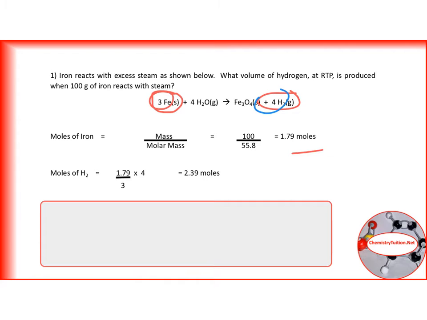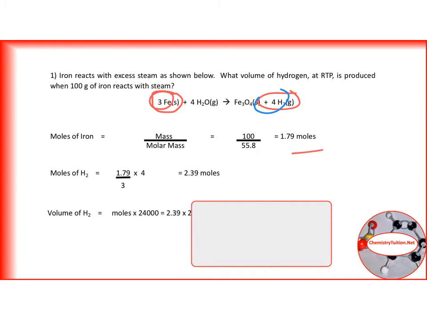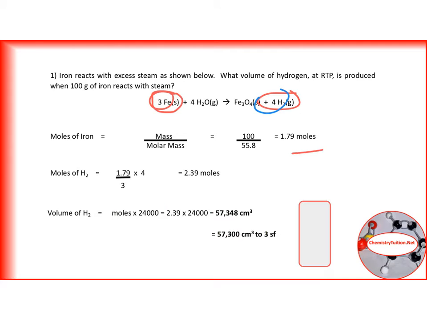The final little step is now to find my volume of hydrogen. I can do that by moles times 24,000. So that's going to be 2.39 times 24,000, which gives me 57,348 centimeters cubed. Now you'll notice that we've only been given 3 significant figures for our mass of iron, which is 100 grams. So we should really only use 3 significant figures in our answer, otherwise we're being far too precise. So we can say our answer is 57,300 centimeters cubed to 3 significant figures.